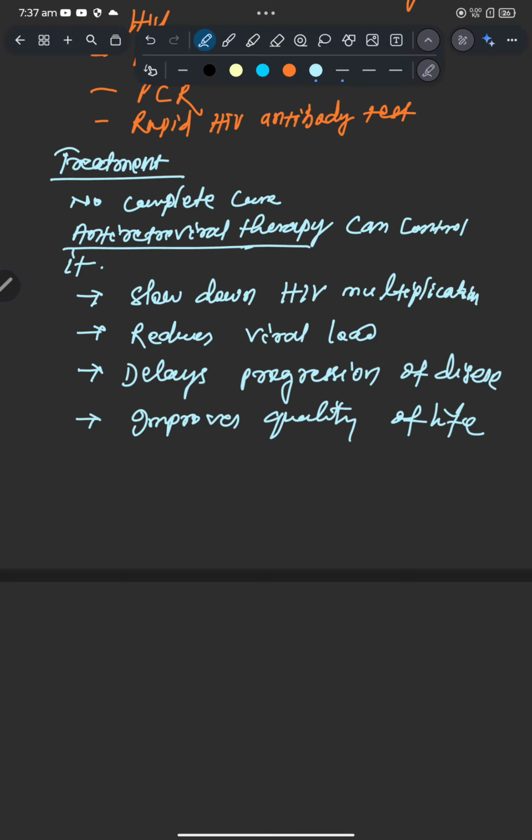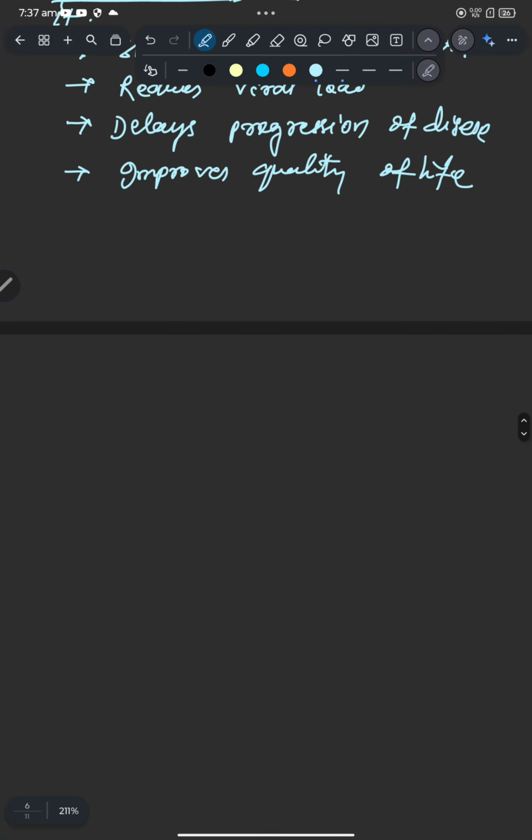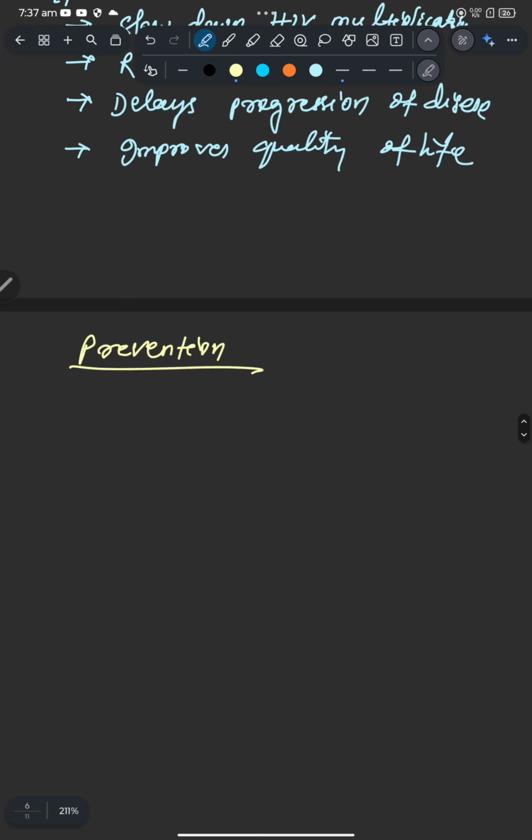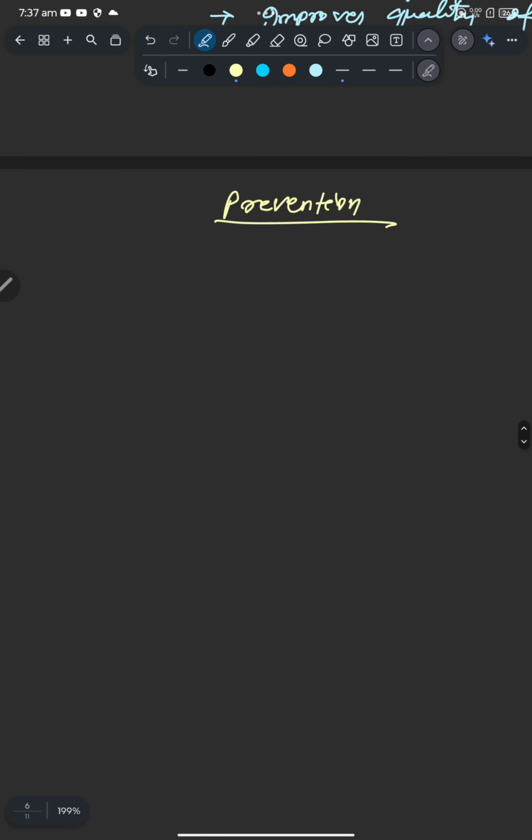Now, how to prevent this? Prevention, all of you know this, so still I am writing prevention. The prevention includes safe blood transfusion. Safe blood transfusion.